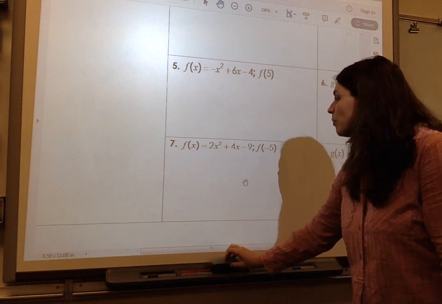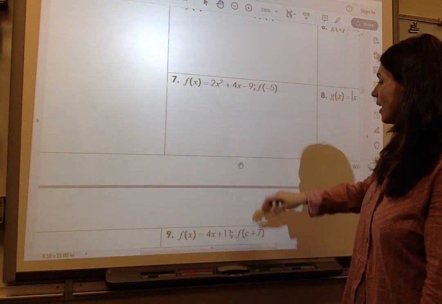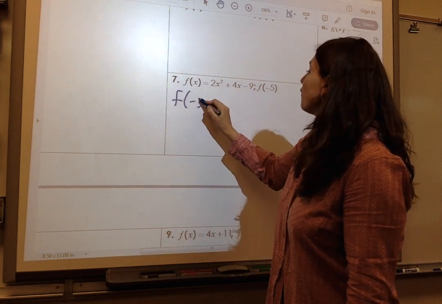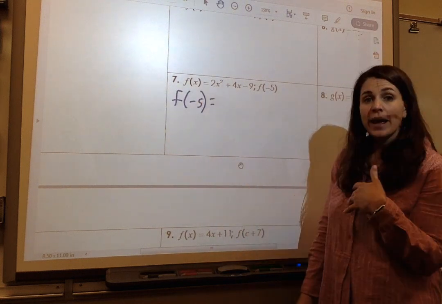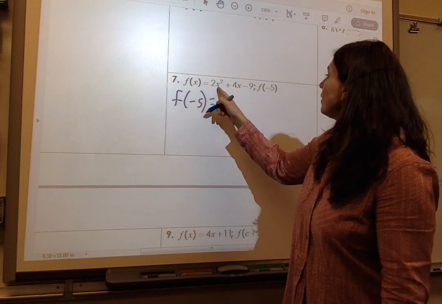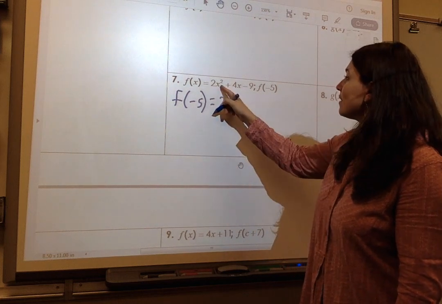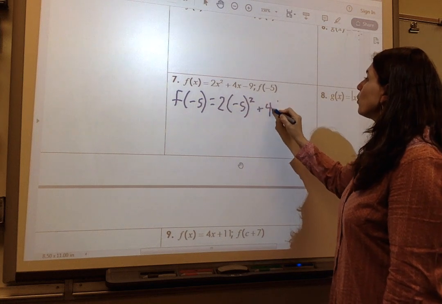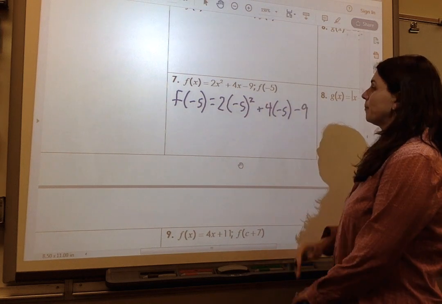All right, let's look at number 7. So now it's saying, okay, when my input is negative 5, what is my output? So when my input is negative 5, notice everything that's x changes to a negative 5. Everything else remains the same. Plus 4 times negative 5 minus 9.